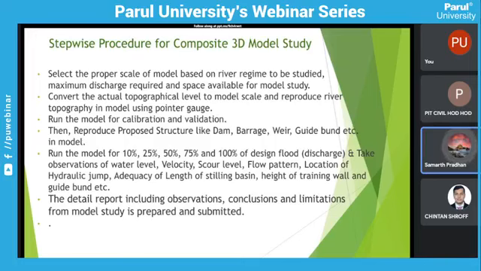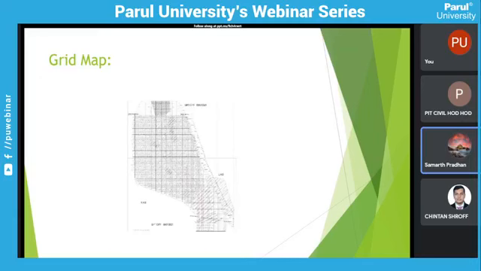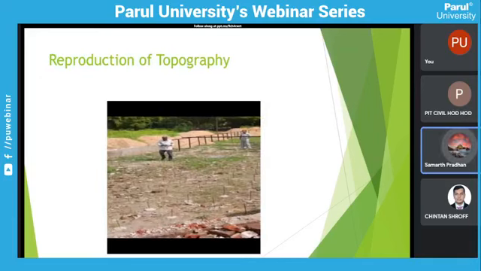So that data is converted to our model scale and then we are starting the model. After that, run the model for calibration and validation. Once topography is done, I am showing the topography. So this is the topography.